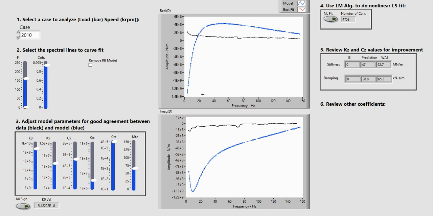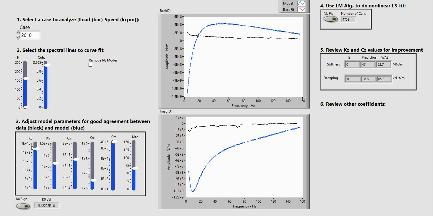So on these plots you see two curves. The black curve is the thrust collar oil film dynamic stiffness that I solved for using a purely axial vibration model. And the blue curve is recreating those measurements but using a 3 degree of freedom model and these parameters that I can adjust with the sliders.